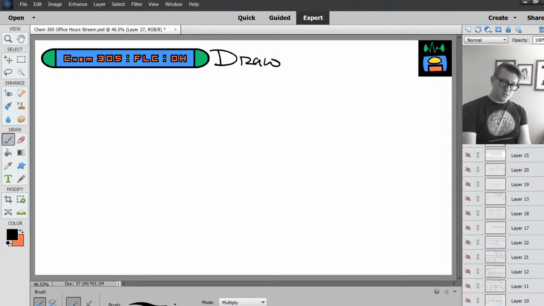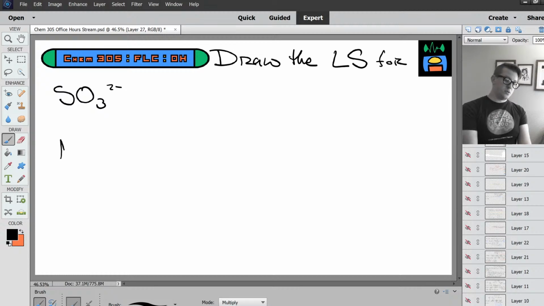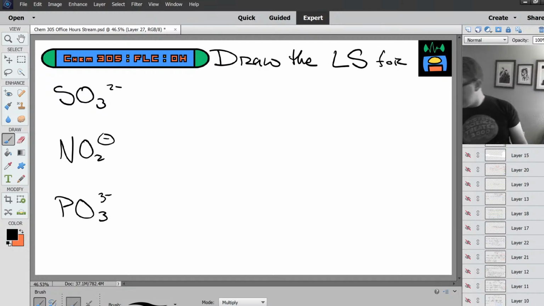Draw the Lewis structure for, let's do SO3 with a -2 charge. Let's do NO2 with a -1. Let's do PO3 with a -3.